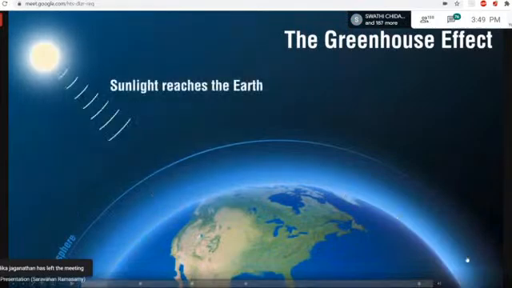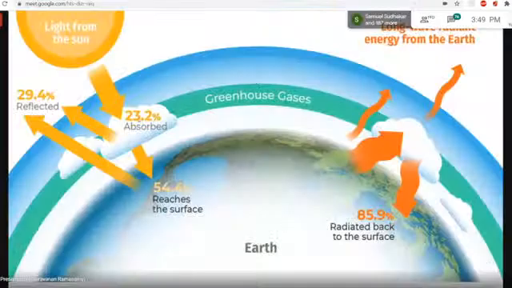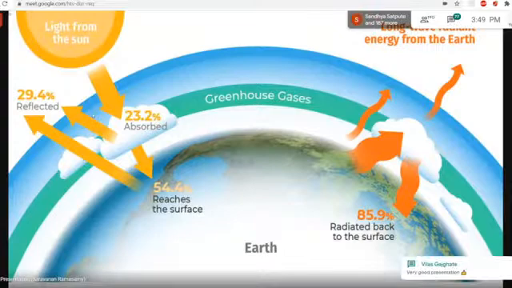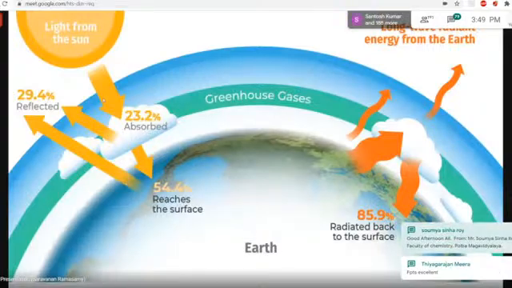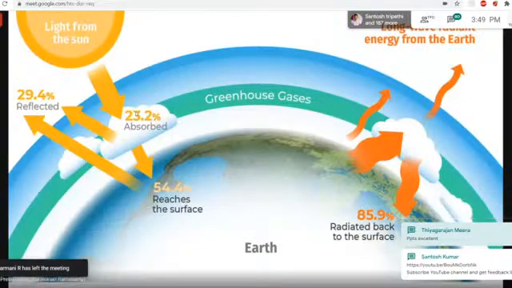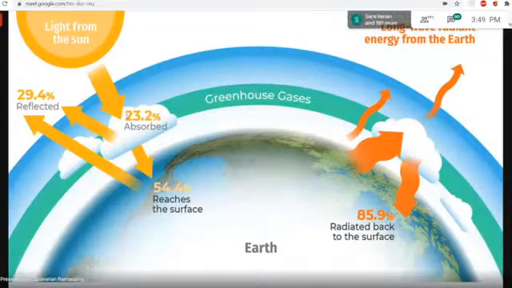Okay, so what is the amount of sunlight entering and exiting our atmosphere? So here's the sun. 54.4% of the light entering our atmosphere actually reaches the surface. The remaining 23% is absorbed by the greenhouse gases in the atmosphere, or the other particles in the atmosphere.